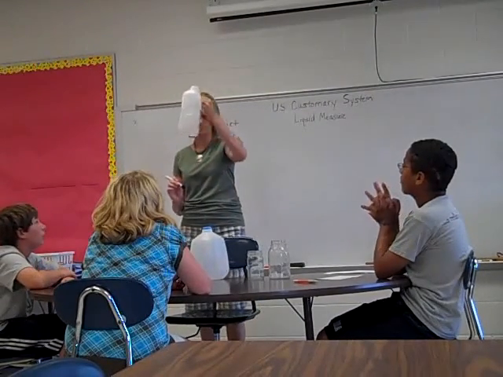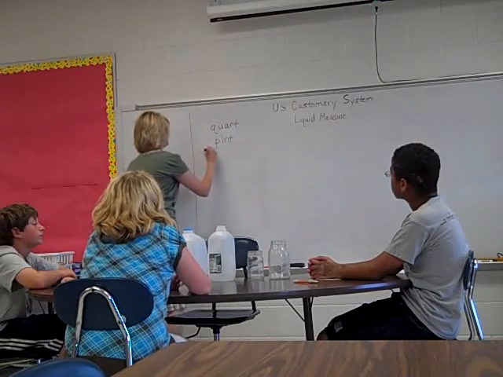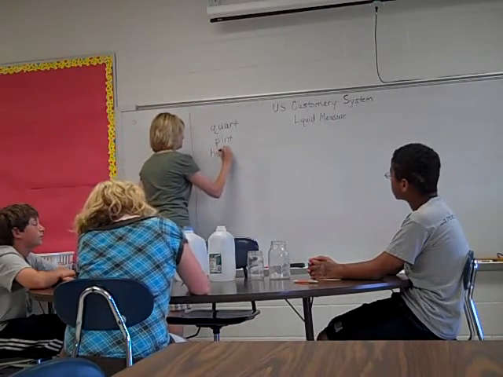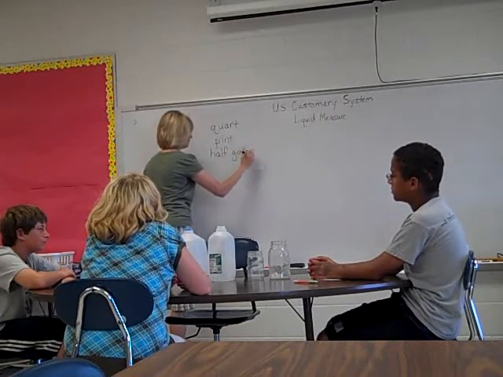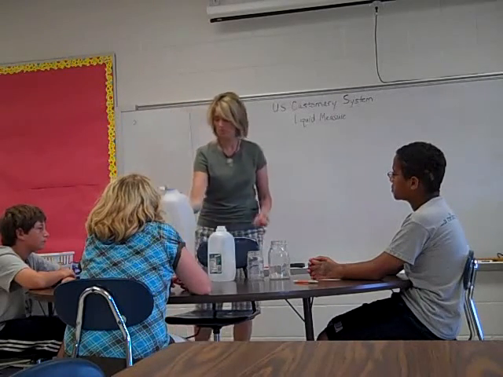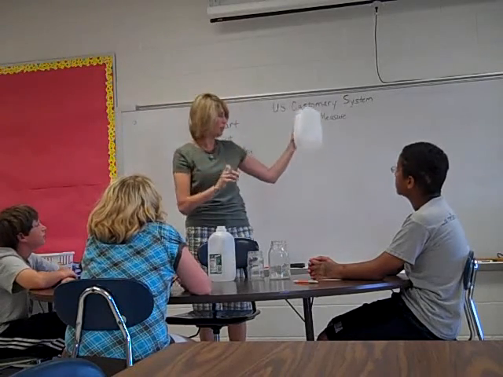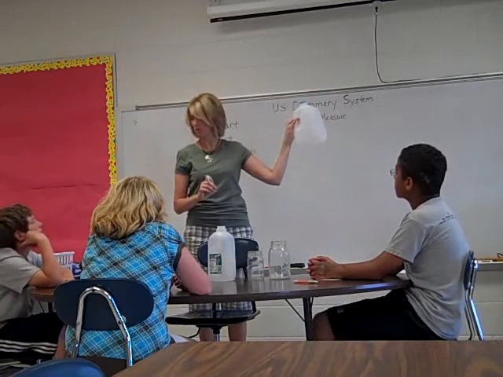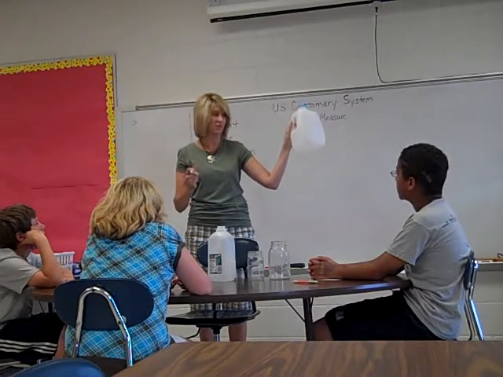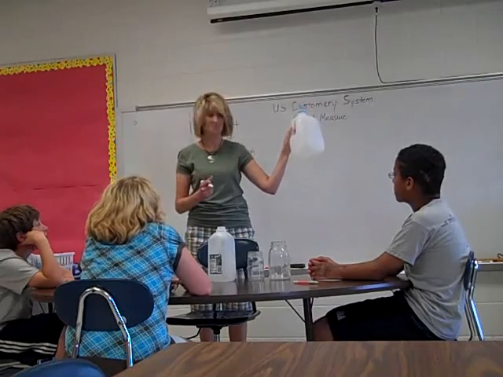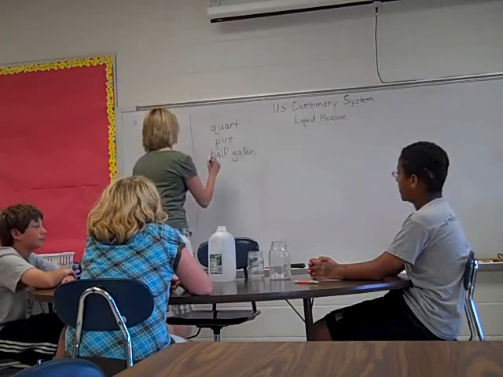What about this? Half gallon. And this? A gallon. When you buy a container like this in the store, what's usually in it? Milk. What else can be in this? Chocolate milk, orange juice, tea, lemonade, pink lemonade.